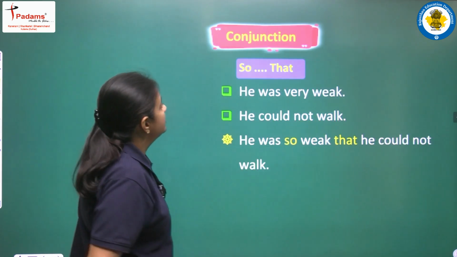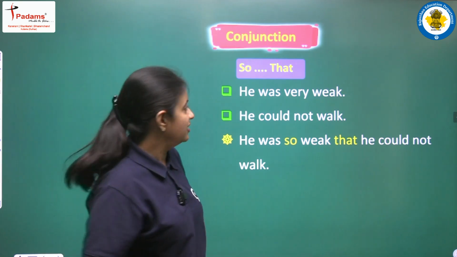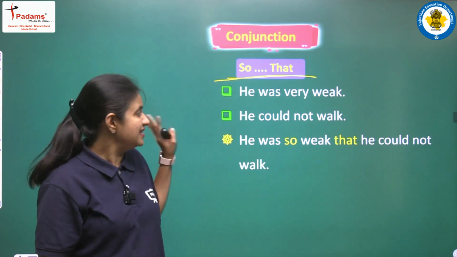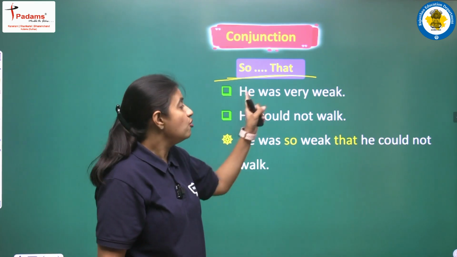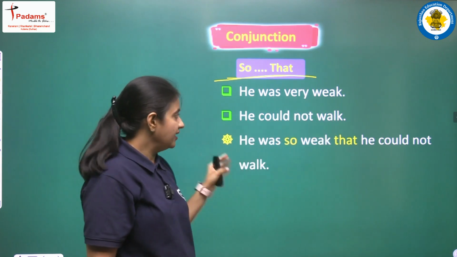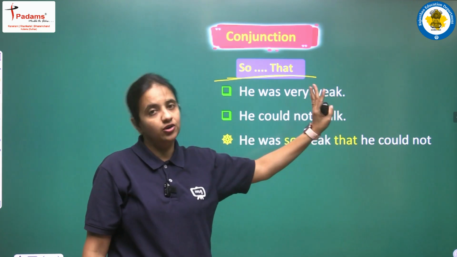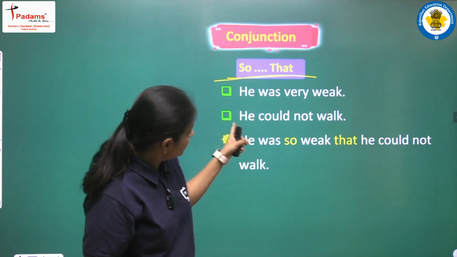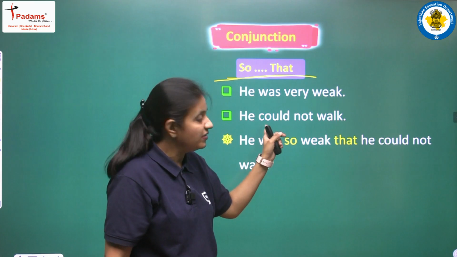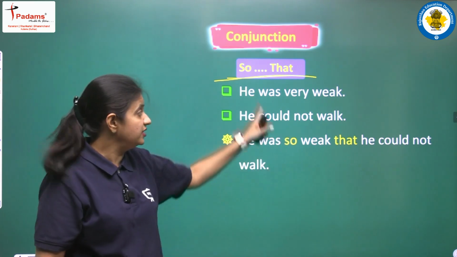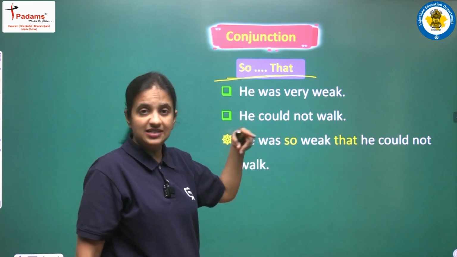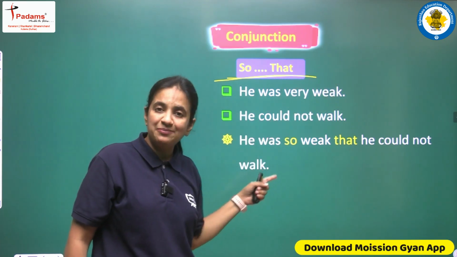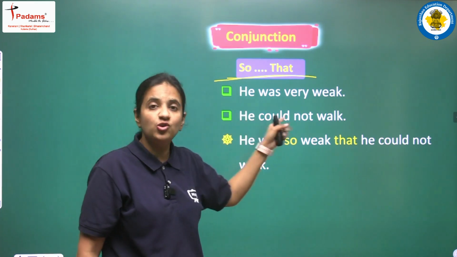Okay, next we have a new conjunction with us: so that. Let's see the sentence. First sentence: he was very weak. Second: he could not walk. After reading the sentences we can observe that the second sentence gives a kind of result. The statement is that he was very weak, and because of this he could not walk.